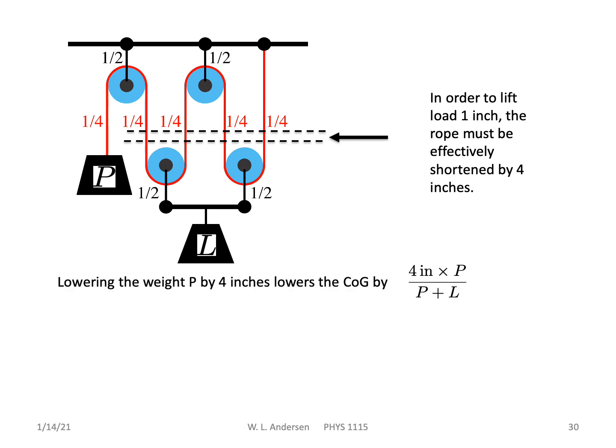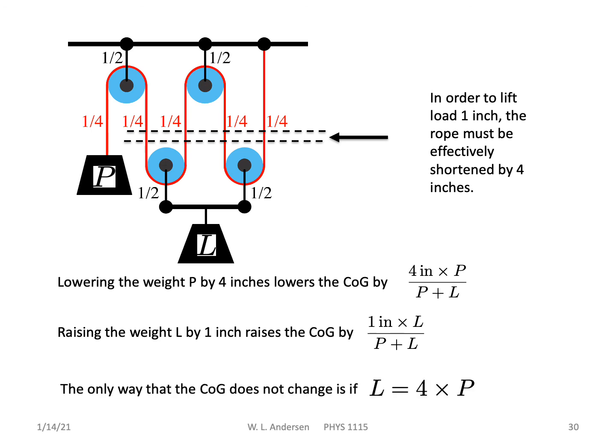Lowering the weight P by 4 inches, by our definition of center of gravity, is just that distance, 4 inches times P. Now technically it's negative, but this is the magnitude. And we, of course, divide by the sum of the two weights. Now L goes up by 1 inch, so there's the change in center of gravity due to the change in the altitude of L. In order that we have equilibrium, those two must cancel. So we set them equal, and we obtain that the load L is equal to 4 times P.